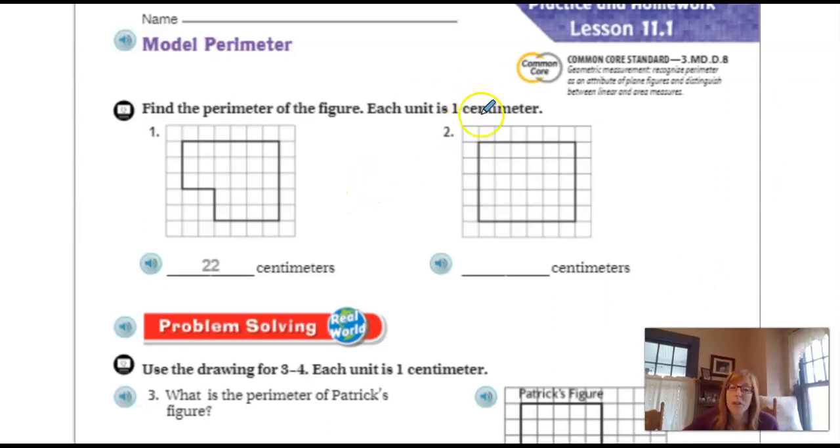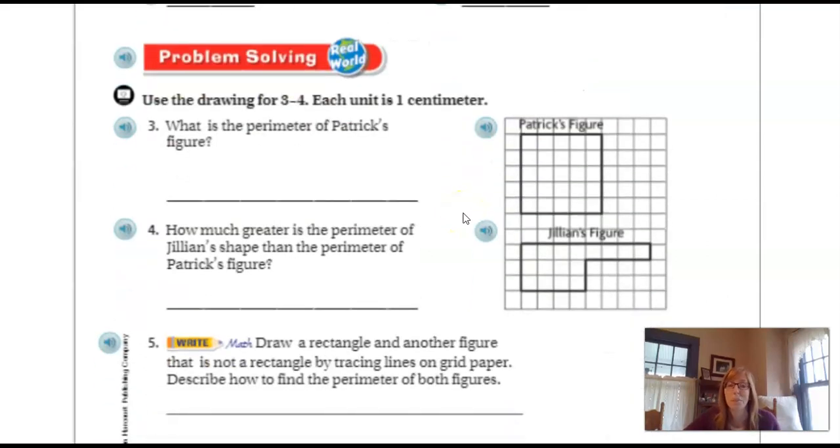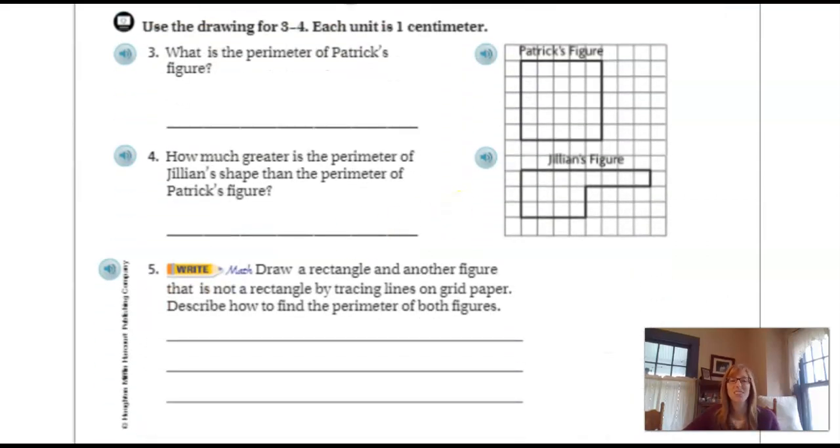So hopefully you had enough time to find your perimeter, which is the distance around something. All right, so you should have started at 1 and counted down, over, up, until you connected over, and you would have gotten 22 centimeters. All right, so down below it says, use the drawing for 3 and 4.